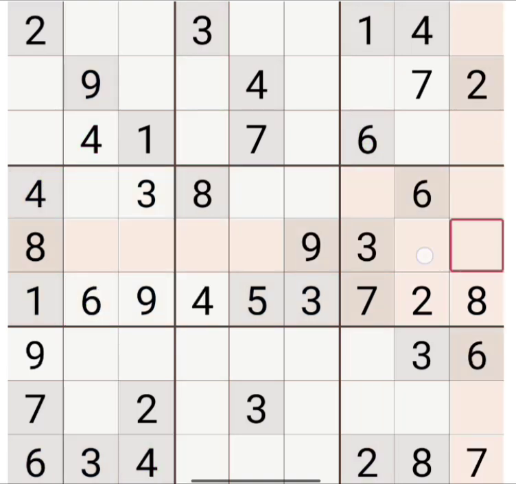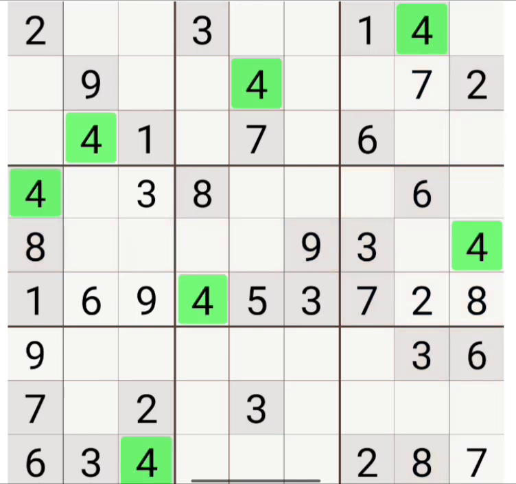Now let us complete this box. In this box 6, 3, 7, 8 are there. 1, 4, 5, 9 are missing. So we cannot place 4 in these two cells because 4 is in the same row, and we cannot place 4 in this cell because 4 is in the same column. So we'll place 4 here.